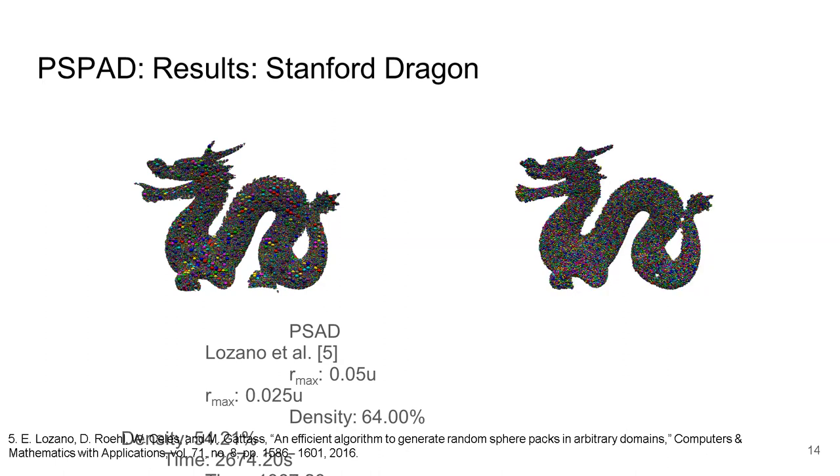the Lozano method reduced radius. The radius of the Lozano method is 0.025 units. The density of my method is equal to 64%, and the density of the Lozano method is 54%. Times are similar to the previous. In the Lozano method, the tongue in the bow is not seen. Different results shown, my method is better at all densities and at most times. But the times are high.